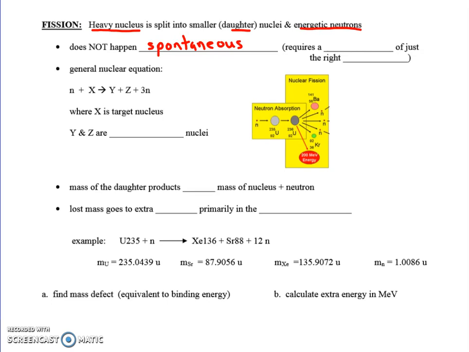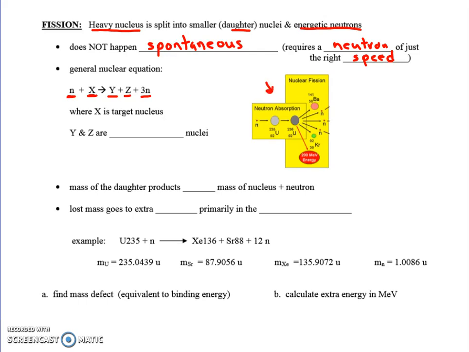The reason it's not spontaneous is that you have to take that heavy nucleus and tweak it with an incoming neutron of just the right speed or energy. So the hallmark of a fission reaction is that you have some heavy nucleus, but you also have, as part of the reaction, a neutron. When a neutron meets the X, you get lighter nuclei, Y and Z, plus 3 other neutrons.